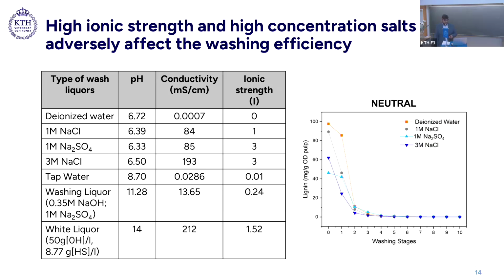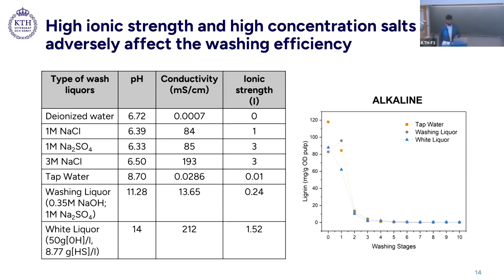When we look into the result here, which shows the lignin concentration over different washing stages, we could see that deionized water performed better than all the other salt solutions. And it was clear that washing with high ionic strength and high concentration salts adversely affected the washing efficiency. Looking into the alkaline solutions, initially at stage 0, tap water removed more lignin, followed by stages 1 to 3, where washing liquor performed better, and then from stage 4 to 10, it was white liquor removing more.